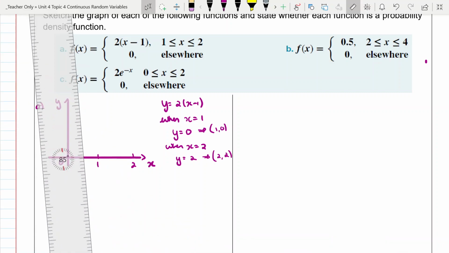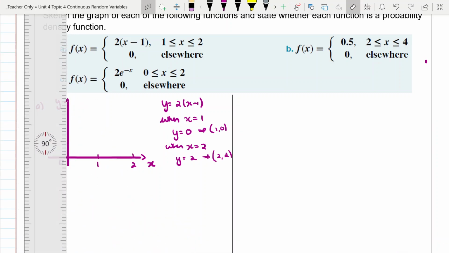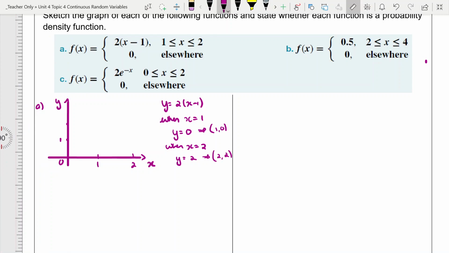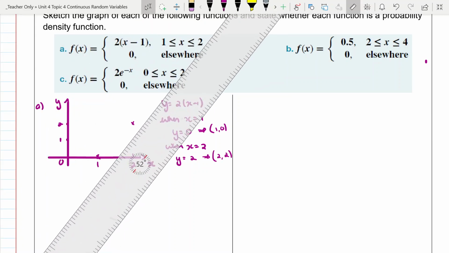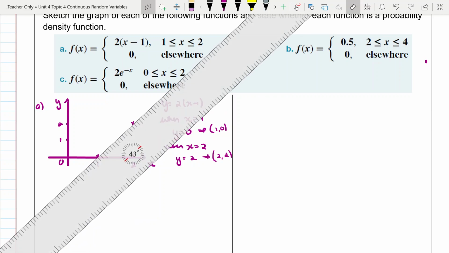Alright, so let's have the points. Going with that scale there, so that's 1, that's 2. We have a point there, and we have a point there. So let's draw this function and decide whether this is a PDF.